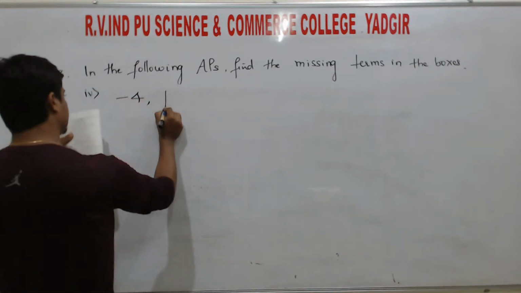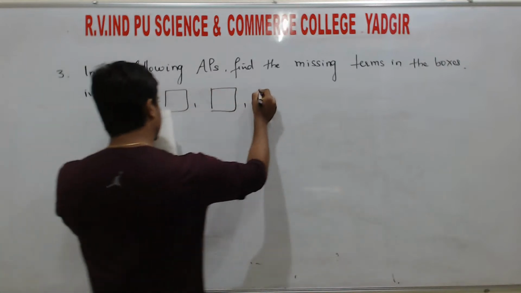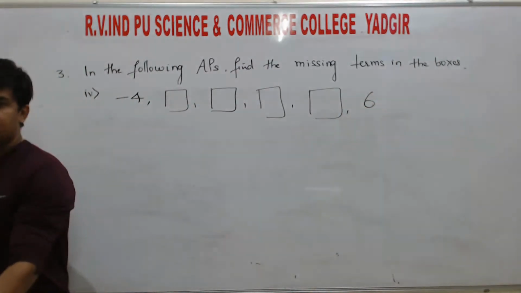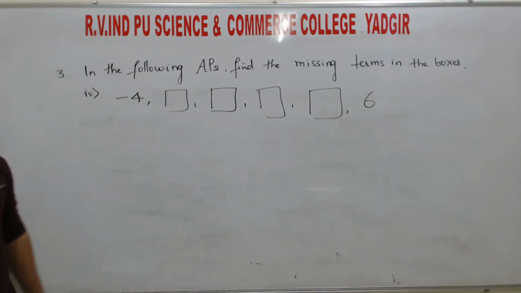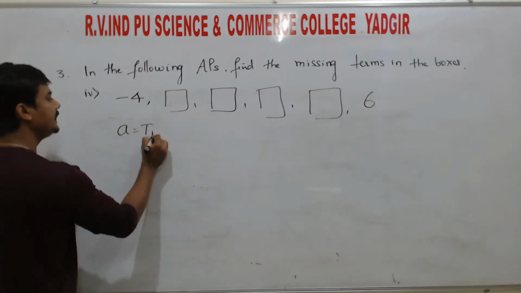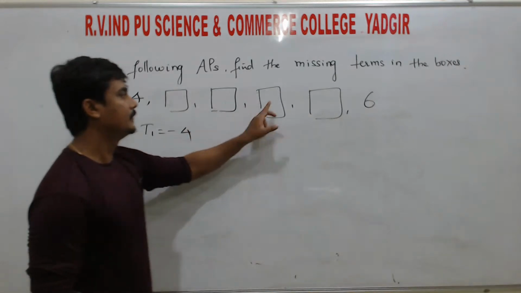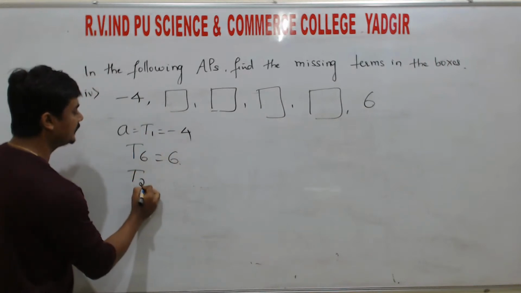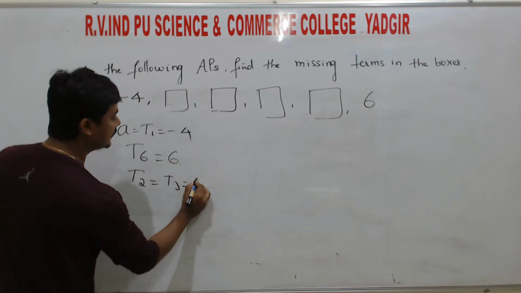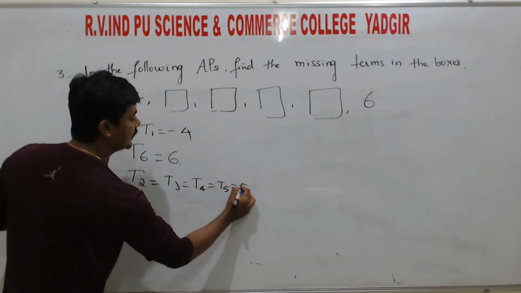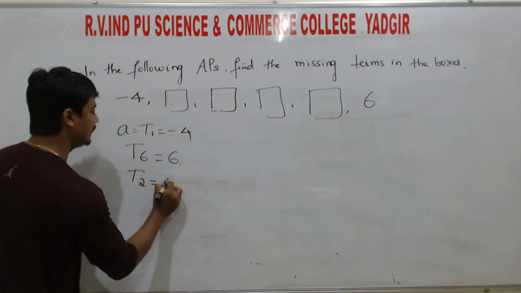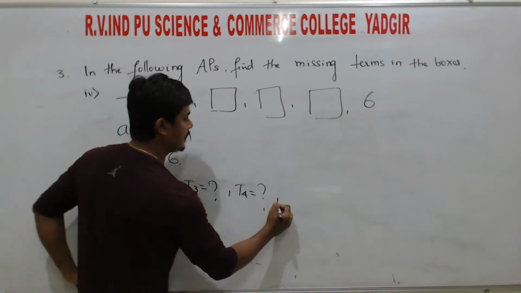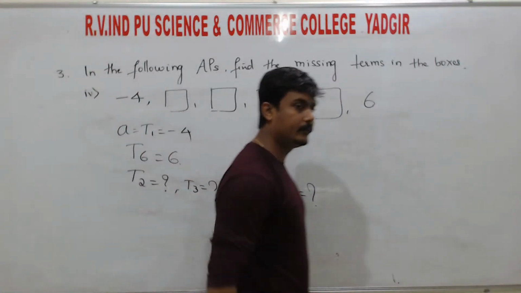Minus 4. 4 boxes are given, comma 6. Okay. Simply I will explain you the steps you need to follow in this problem. Here T1 is given as minus 4. T6 is given as 6. So what are we asked? T2, T3, T4, T5. We are asked to find out these terms. Okay, these are the terms we want.